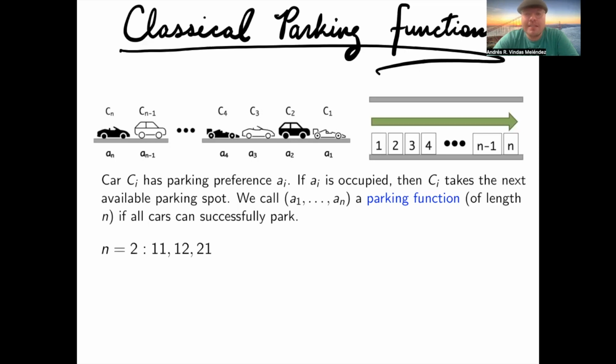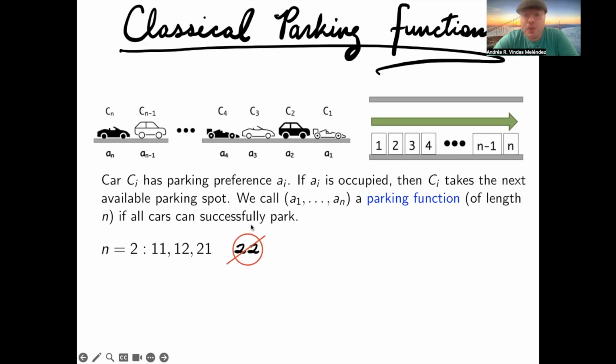So let's see an example. Let's say that we have n equals 2. So we only have 2 cars. What are the options for these parking preferences? Well, if car 1 has preference 1, it comes into the street. Of course, it's the first car, so no cars have parked, so it gets to park in parking spot 1. Let's say car 2 also has parking preference 1, comes in, sees that it's occupied, but it's able to park in parking spot 2. So that's good. So 1, 1 is a parking function. Similarly, 1, 2 is a parking function, and 2, 1 is a parking function.